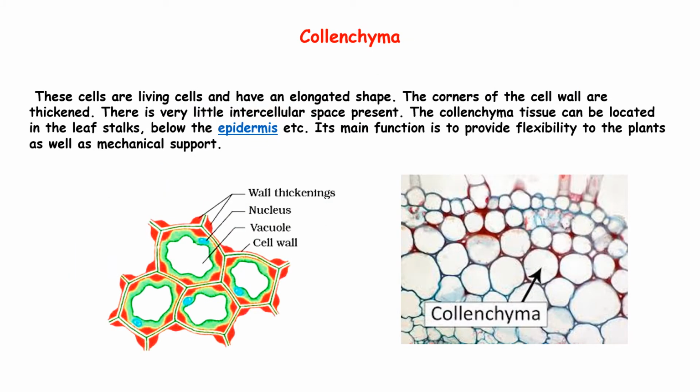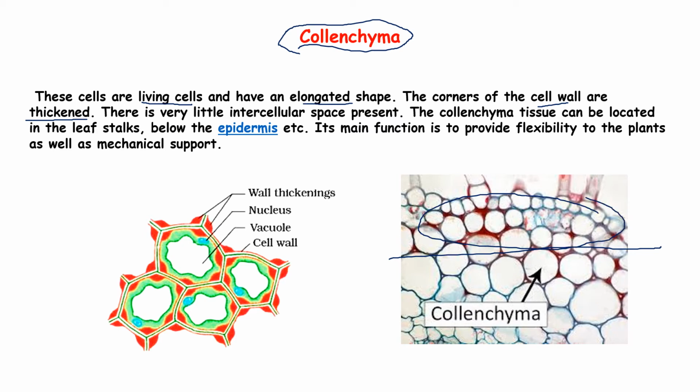Now, the second type of tissue is the colonchyma. Now, these are also living and have elongated shape. In case of parenchymatous cells, we saw that they may be polygonal or they may be oval or round in shape. Now, these cells are living, but they have elongated shape. First, the corners of the cell walls are thickened. This is very important. If you see the parenchymatous cells, here you have both the tissues.